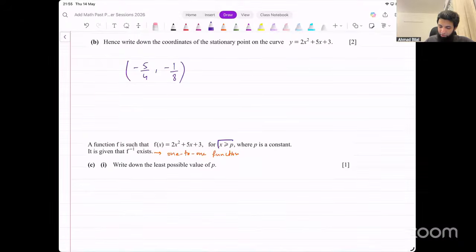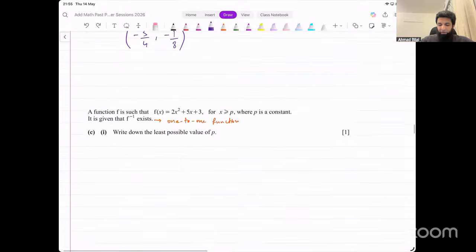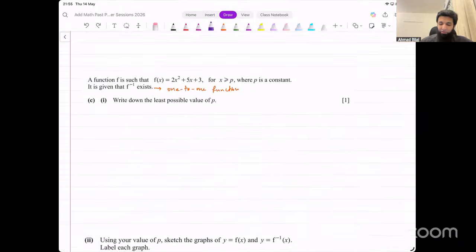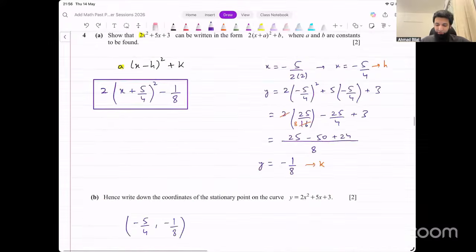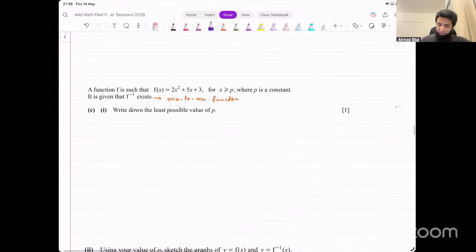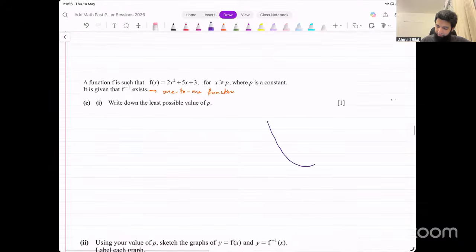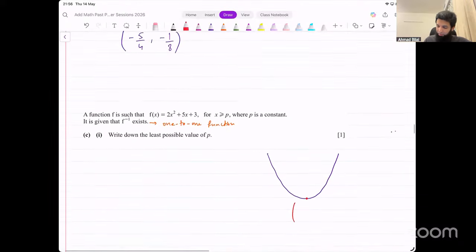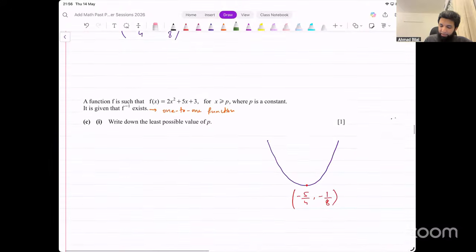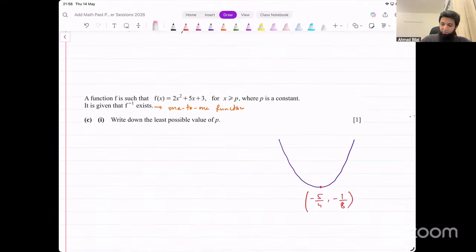Now, what is p? P is telling you the domain of the function, x is greater than or equal to p. It's best to think of this using the graph of the function. It's a quadratic function. The coefficient of x squared is positive. The graph is going to be U-shaped like this, right? What's the turning point that we have figured out for this? The turning point that we figured out is negative 5 over 4 and negative 1 over 8. And the domain is x greater than or equal to p. So you are looking at the right side of the graph.